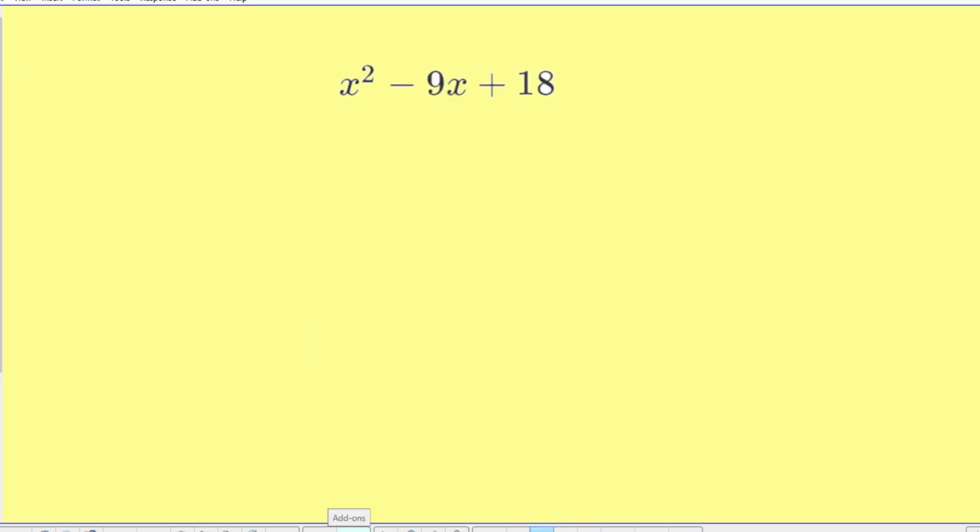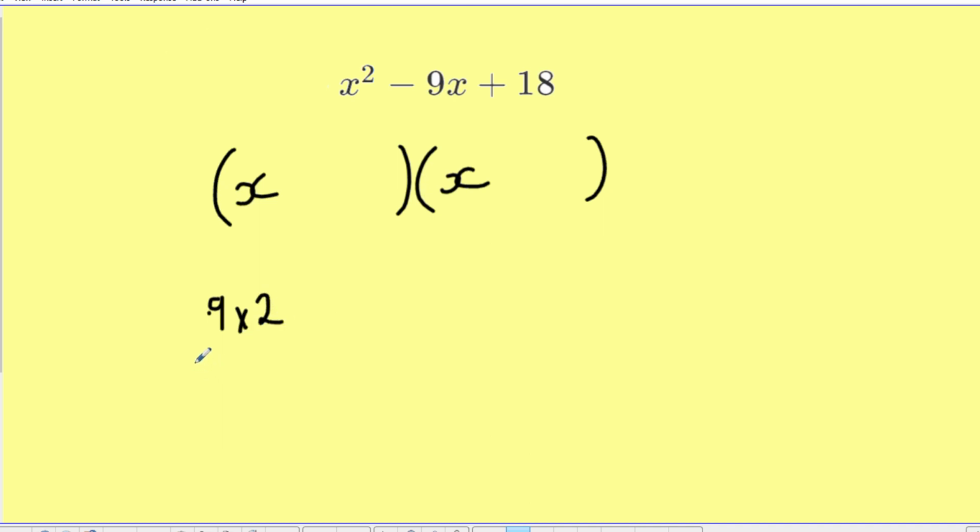And the last one to look at, we have here, oh, look, these are better brackets. So we've got x in the beginning of both, and we need two numbers that multiply together to make positive 18, but then add together to make minus 9. So if you think about the numbers that make 18, we've got 9 times 2, 6 times 3, 18 times 1. What else can you think of?